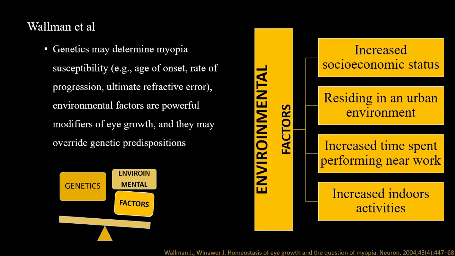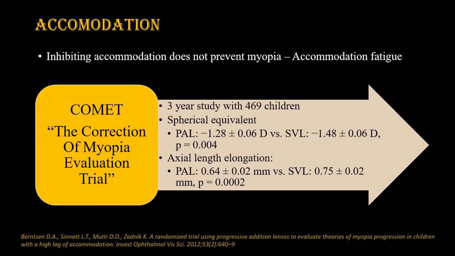What are the environmental factors involved in myopia progression? Increased socioeconomic status, residing in an urban environment, increased time spent performing near work, and increased indoor activities. Generally, in older days, people used to say watching TV close will increase your refractive error. The mechanism behind it is that inhibiting accommodation does not prevent myopia. That is, when near work is increased, it causes accommodation fatigue, which causes ciliary muscle spasm. It leads to hyperopic defocus and elongation of the eyeball.